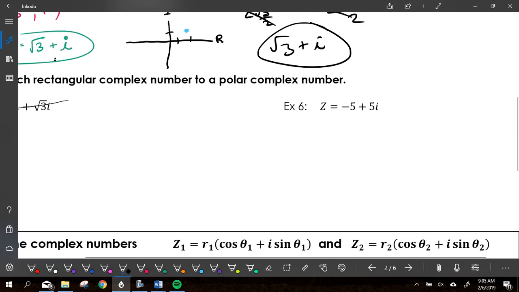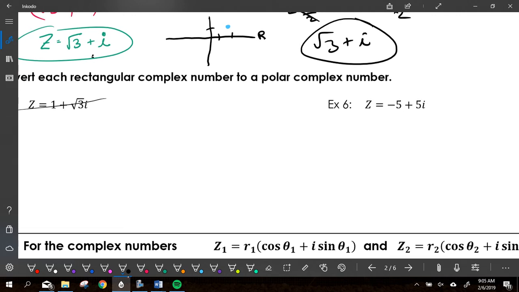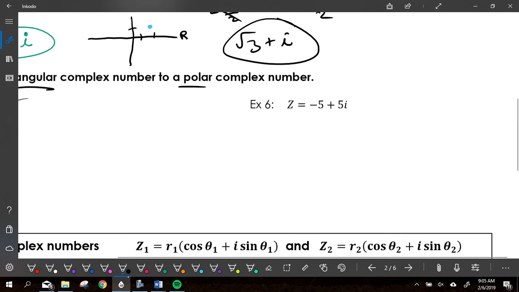Let's look at the bottom one. So let's look at example 6. This time we're going from rectangular complex to polar complex. So it's starting off in rectangular complex. So right now it's in the form x plus iy, or yi, however you want to say it.